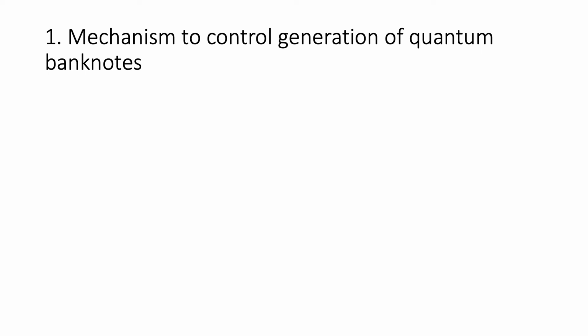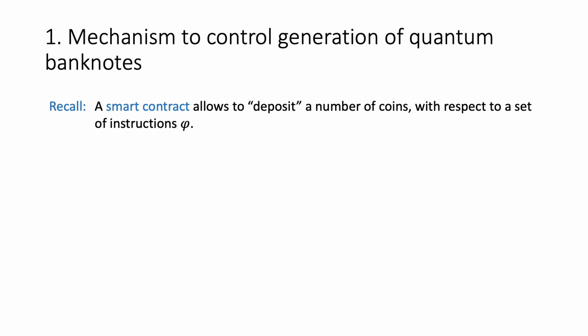Okay, so how do we regulate the generation of quantum banknotes? First, recall that a smart contract is this very general kind of transaction which allows a user to deposit a number of coins, which can be released according to a set of instructions phi, which are specified by whoever is depositing the coins, by the user himself or herself.